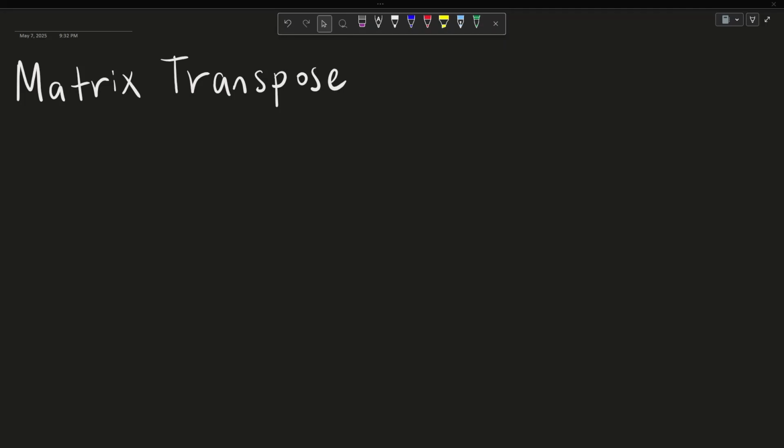This video in the linear algebra series will give a quick introduction to the idea of a matrix transpose. So, broadly speaking, transposing a matrix flips the rows and the columns. So what does that look like?